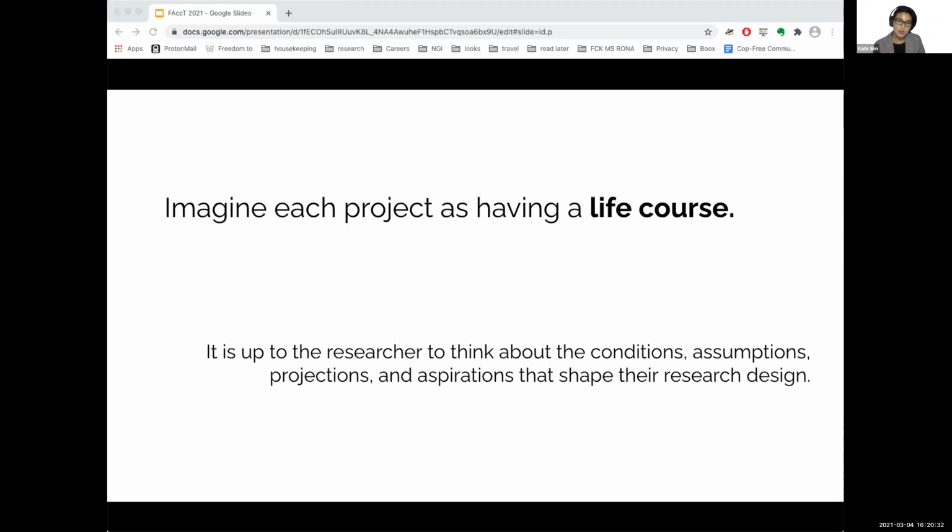So taking a life course approach to our research allows us to consider the individual, the group, the social, and the temporal dynamics that shape our projects. If a research has a life course, then it's up to the researcher to do their due diligence in ensuring that the life course of their project is a meaningful one.